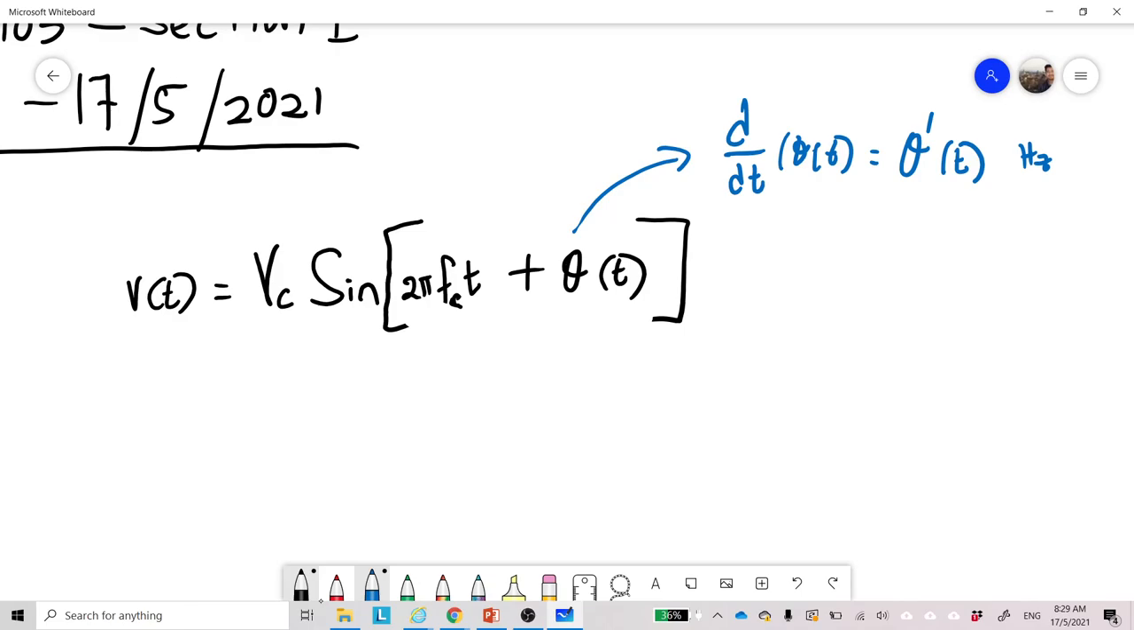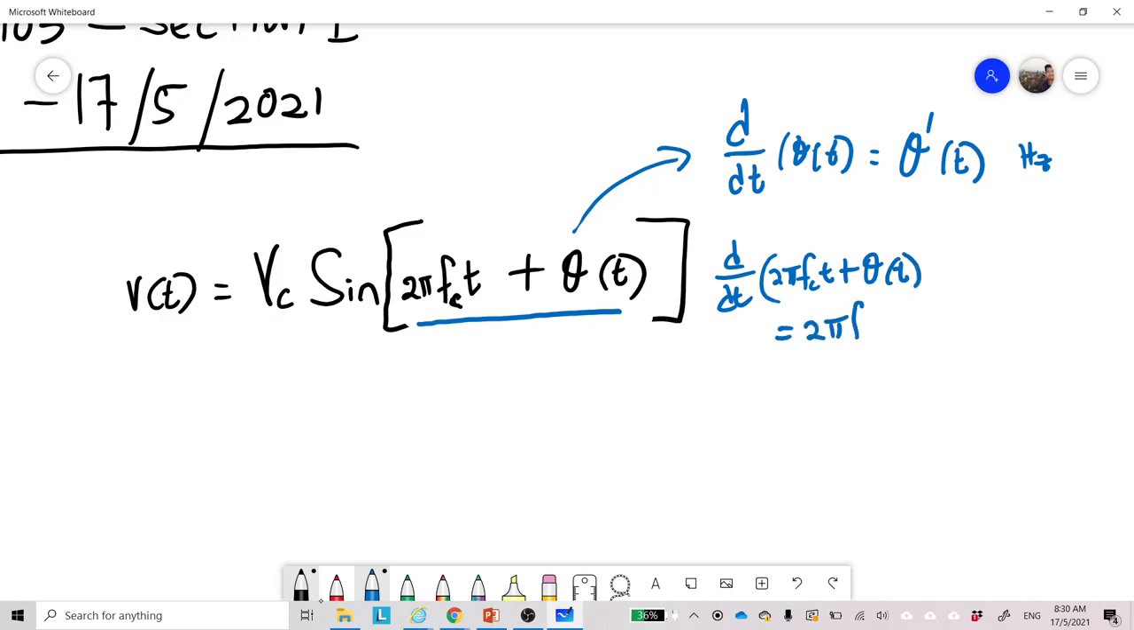And if we do d/dt of all of this, 2 pi fc t plus theta(t), we will get 2 pi fc plus theta prime(t). So this is what we call the instantaneous frequency. The unit is in radian per second, or we can also put it in hertz.